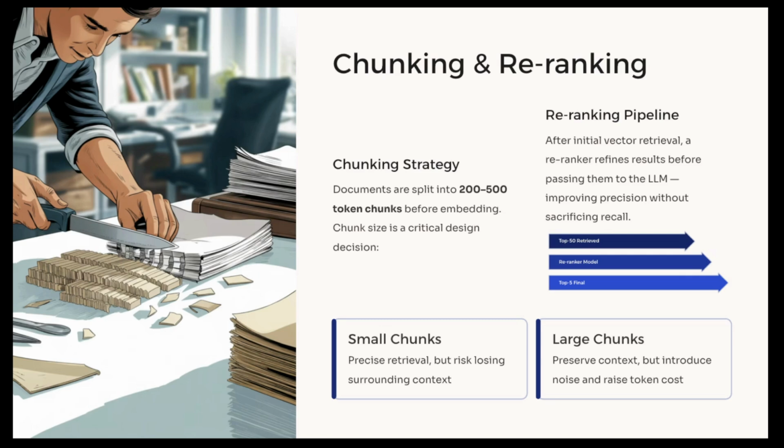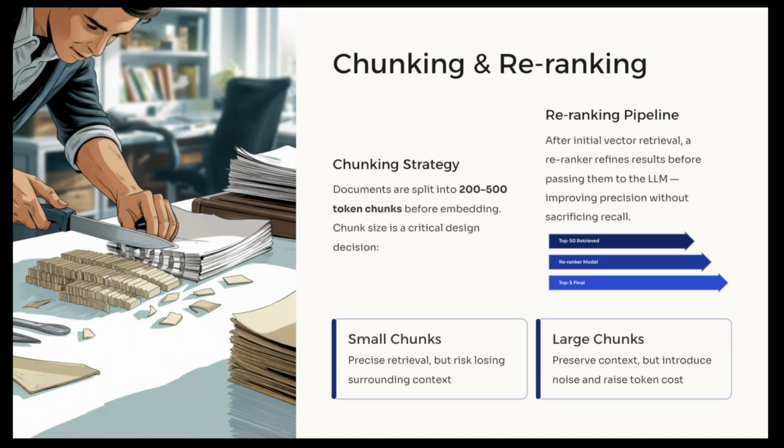After retrieval, we may also use re-ranking. For example, the system may retrieve the top 50 results, re-rank them, and then keep the top 5 final results. Re-ranking improves precision before sending results to the LLM. The key idea is this: chunking controls retrieval granularity, and re-ranking improves precision.